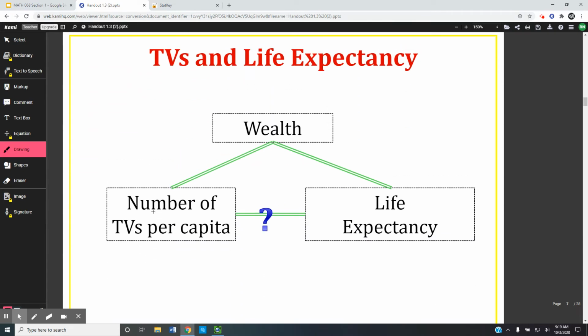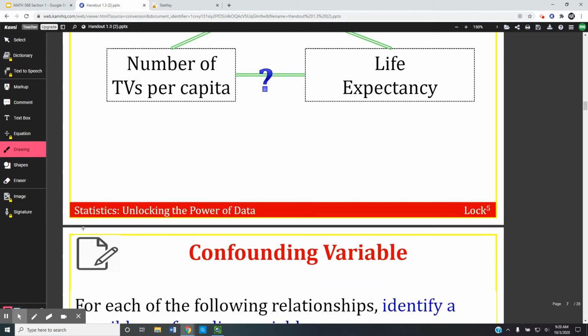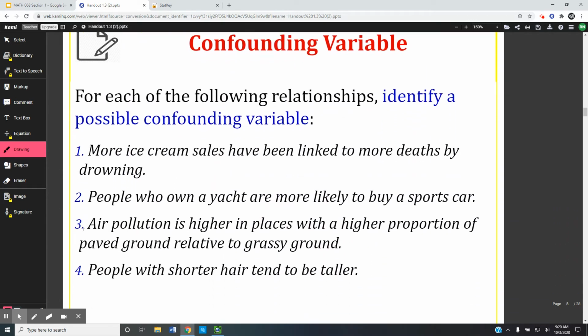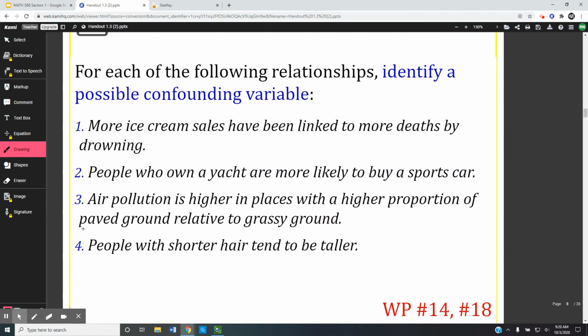And here's a nice layout of that. Wealth could be associated with the number of TVs, but wealth could also be hooked to life expectancy because you have access to all those other things that make life expectancy elongate itself. A confounding variable. For each of the following relationships, identify a possible confounding variable.